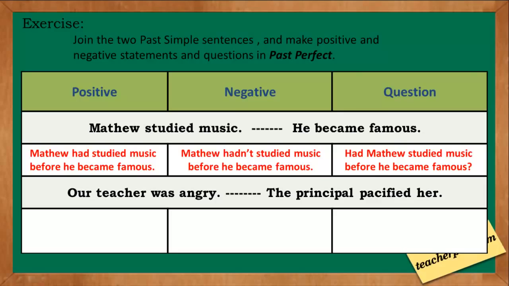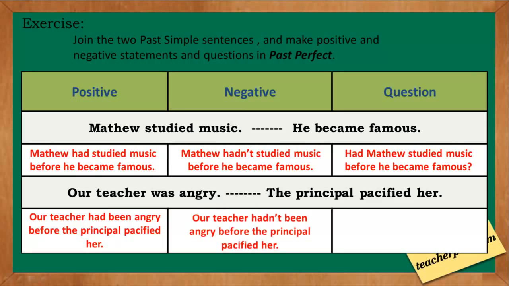The second one, our teacher was angry, and the principal pacified her. The correct positive statement is, our teacher had been angry before the principal pacified her. The negative sentence is, our teacher hadn't been angry before the principal pacified her. And the question is, had our teacher been angry before the principal pacified her?